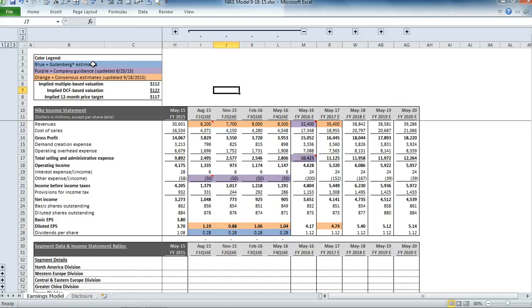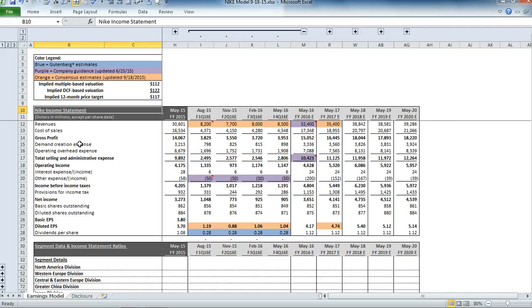So it starts with the color legend up in the upper left-hand corner, and you'll see anywhere that we've highlighted a cell blue, that represents our estimates, and those are the values that you want to change when you download the model and start plugging in some assumptions for yourself. Purple cells represent the company's guidance, and orange cells represent consensus estimates. Below that, we have a summary of our multiple-based valuation and our discounted cash flow-based valuation, and our model's implied 12-month price target is based on a 50-50 weighting of those two valuations.